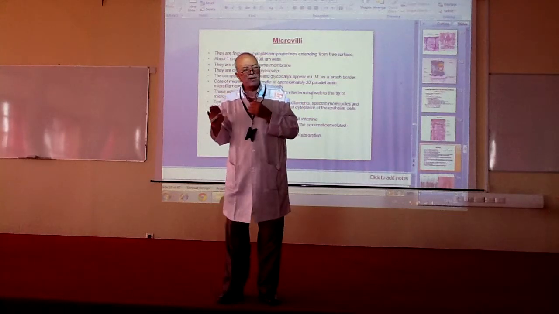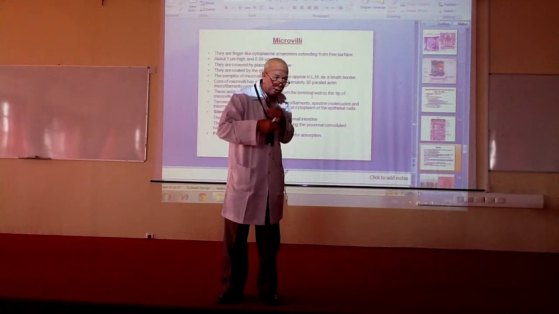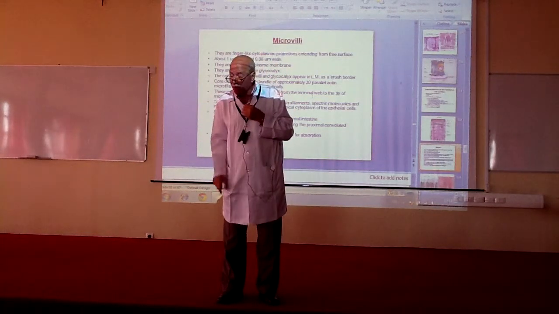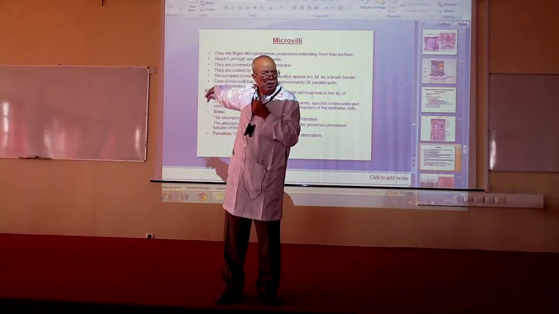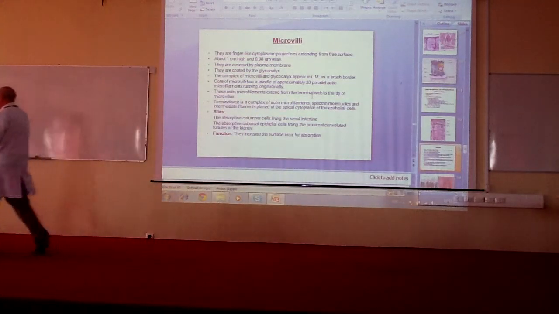What is the function of microvilli? Absorption. They increase the surface area for absorption or secretion. If they are numerous, they form a brush border. Other than that, forget about it, but you can take an idea. This is the information I want you to know.